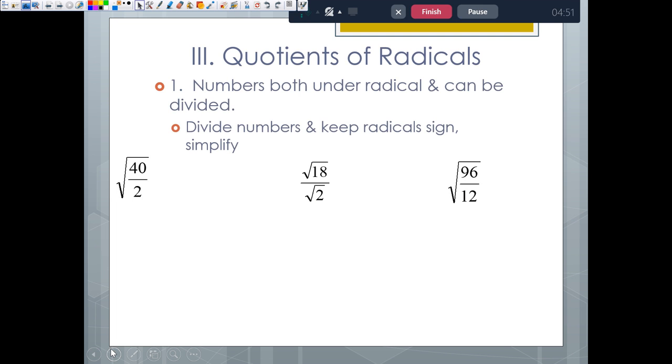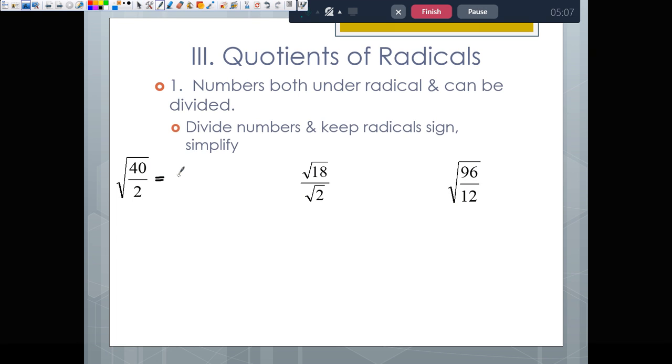So if the number in the denominator divides into the numerator, then we just divide first and then simplify. If it doesn't, then we're gonna learn that on the next slide, okay? So 2 can go into 40, makes the square root of 20. And we can break apart 20 into the square root of 4 times 5. And what is the square root of 4? 2. So this becomes 2 square root 5.